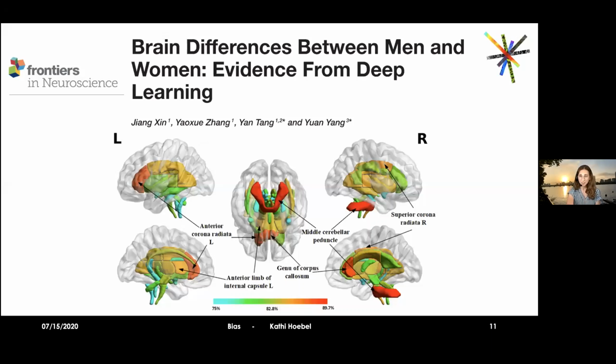But apparently there are subtle structural differences, and it might not be big enough for a human to pick them up on an individual level. But they are big enough to be picked up by a neural network, as this paper has shown. And in this figure, they highlight the structures that are the most salient for the differentiation between male and female brains. And that has the potential to introduce bias in an algorithm.